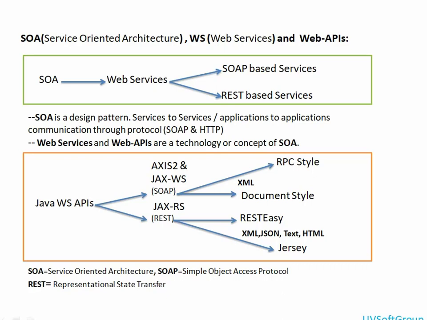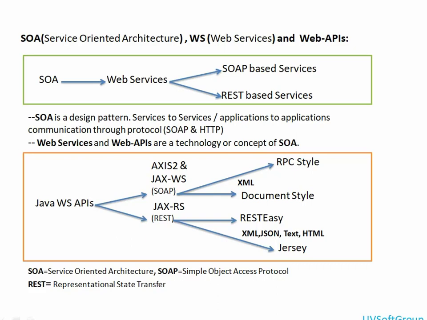We have two protocols: the SOAP protocol and the HTTP protocol. SOAP protocol means communication via XML, and HTTP protocols like RESTful, where communication can be done in formats like XML, JSON, or plain text, and there are a lot of other formats as well.